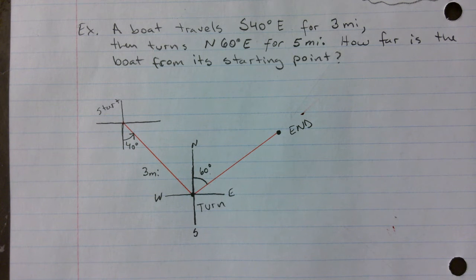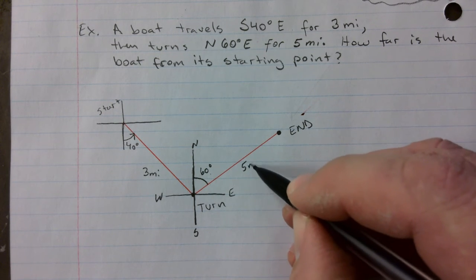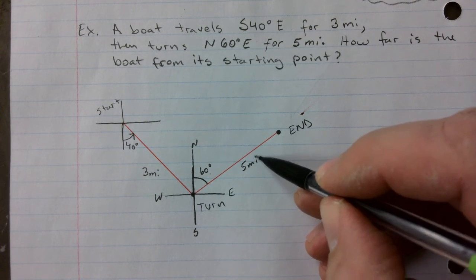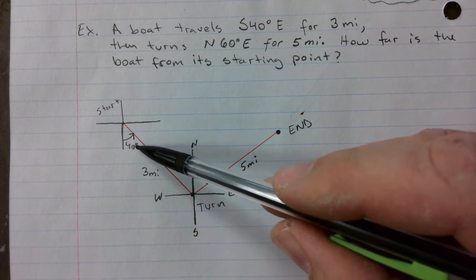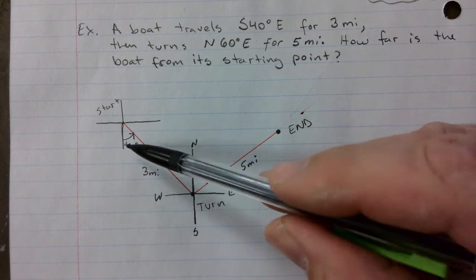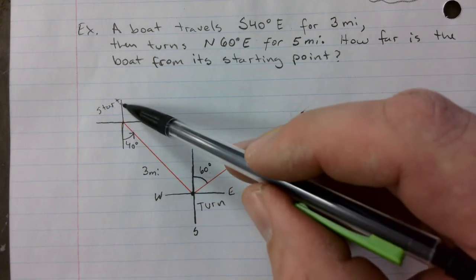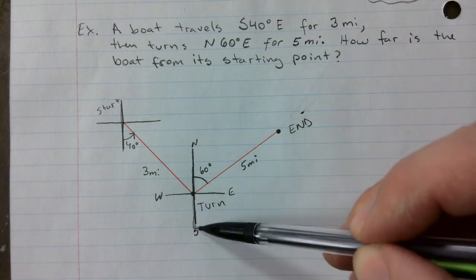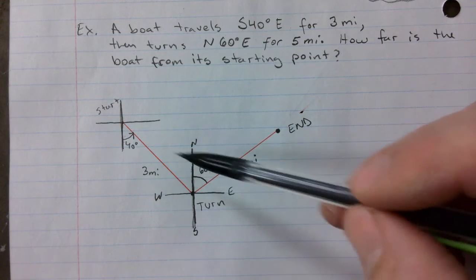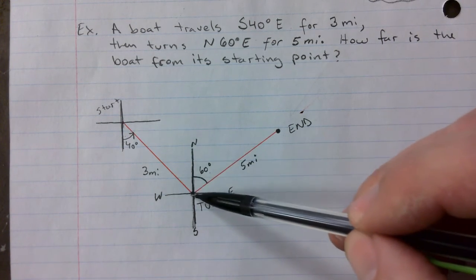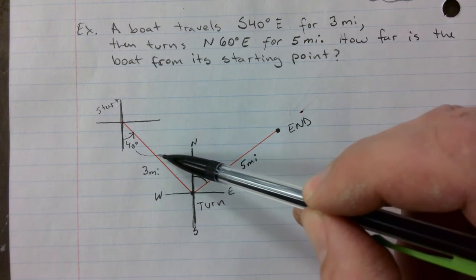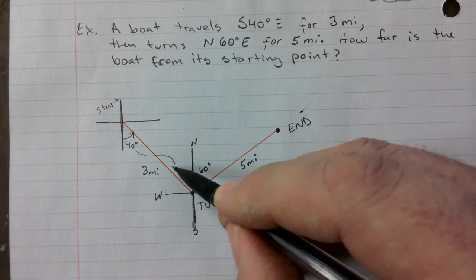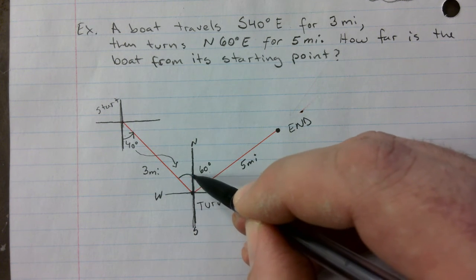Okay, so this is the 5 mile line here. You always want to see, can I transfer over the angle? This line, the north-south, is parallel to the north-south here. So think of two parallel lines, and this is a transversal. So you're going to bring this over, and voila, we have 40. This is now 40.